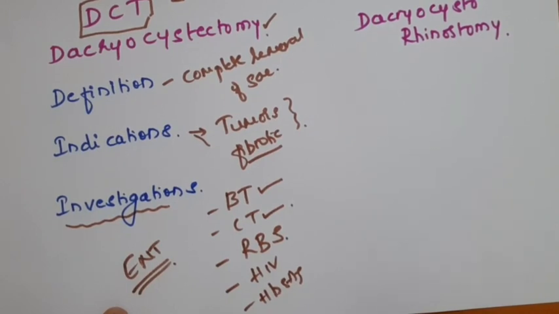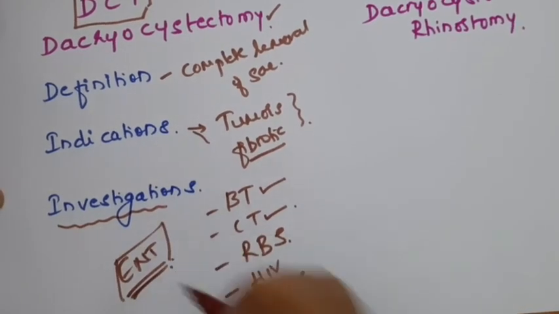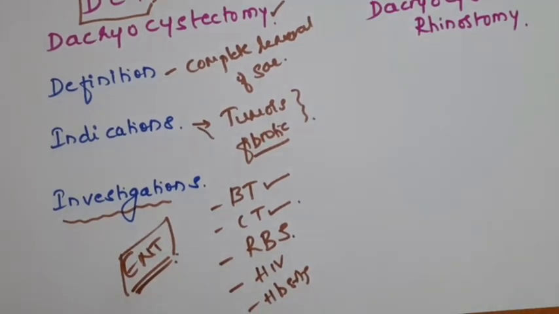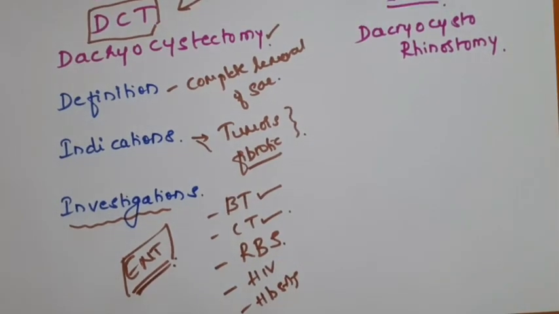They have to rule out the nasal pathology like the nasal polyps or the deviated nasal septum, and a fitness from the ENT surgeons is a must for DCT or DCR. And if you are planning for the surgery under general anesthesia, then you should get the related investigation for the anesthetic fitness. So these are the investigations what we do. So next, coming to the procedure of DCT, that is dacrocystectomy.